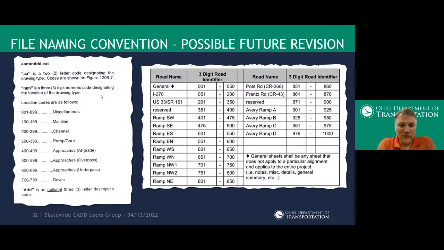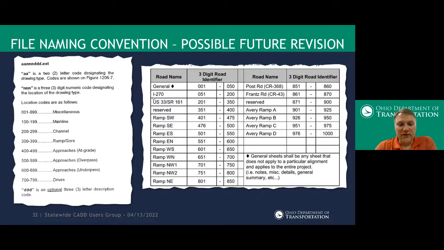So we established this at the beginning, and just by looking at the file name, we knew which GP sheet. For example, if it was GP 501, I always knew that I was looking at a ramp ES sheet, or the alignment file for that was 501, or the cross-section sheet was 501, that sort of thing. So it made it pretty easy.